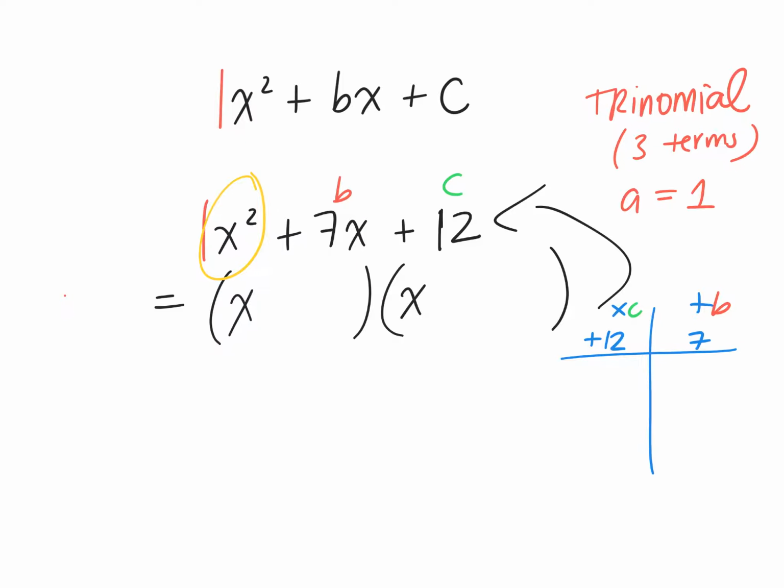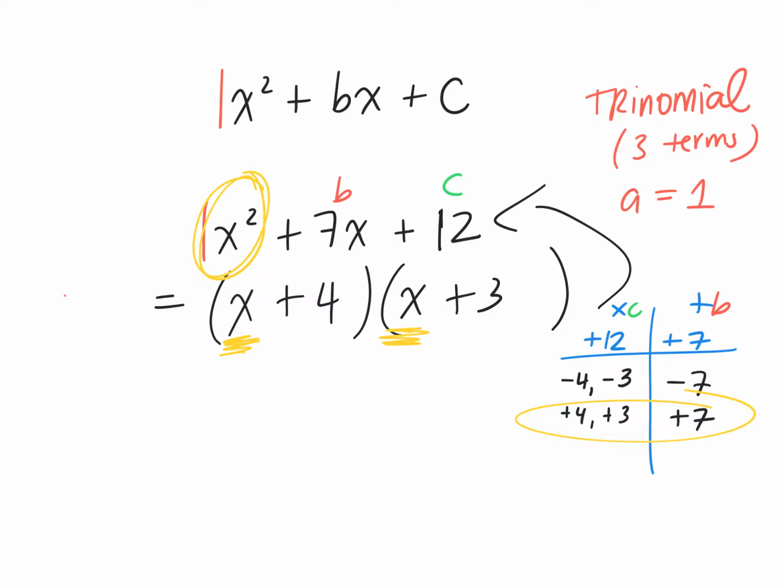Right? Okay, so what if I did -4 and -3? Is -4 times -3 positive 12? Yes, but what happens when I add -4 and -3? I get a -7, so that doesn't work because it needs to be positive. So if you try +4 and +3, that works. That's it.